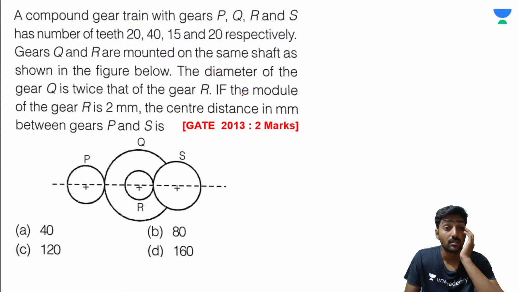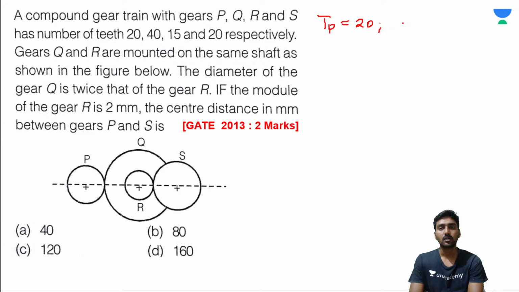A compound gear train has the gears P, Q, R, S. The number of teeth are respectively TP equal to 20, TQ equal to 40, TR equal to 15, and TS equal to 20. So the given data is 20, 40, 15, 20 respectively.